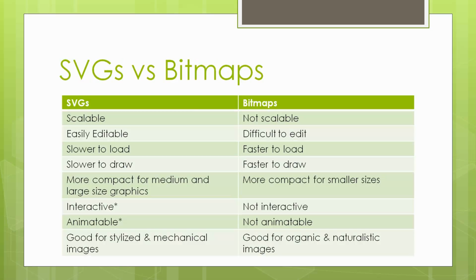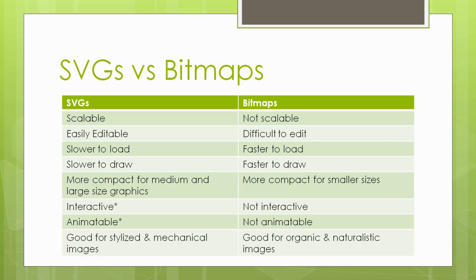What are the advantages and disadvantages of SVGs versus bitmaps? Well, first of all, SVGs are scalable. They look sharp and good at small sizes and at very large sizes. You can easily edit the components of the image that you see in SVGs, unlike bitmaps, where it's very difficult to select and then edit a portion of your graphic or image.